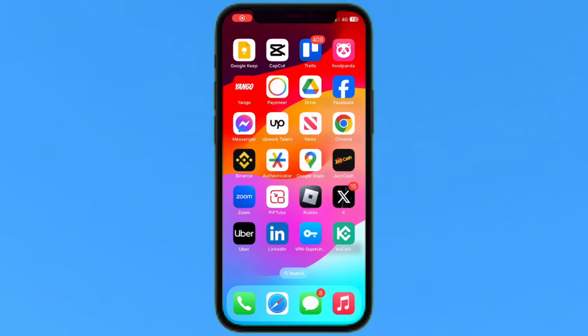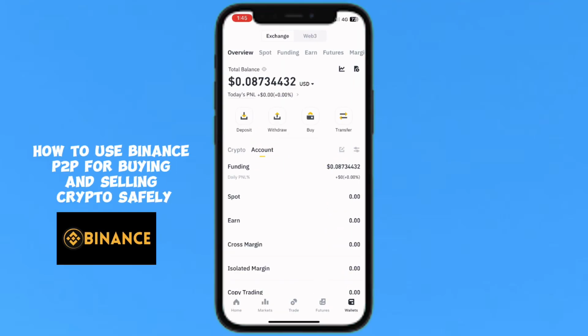Hello everyone, today I'm going to show you how to use Binance P2P for buying and selling crypto safely.